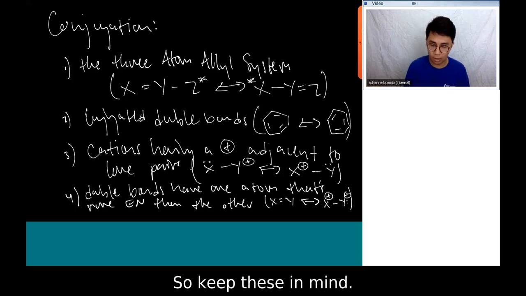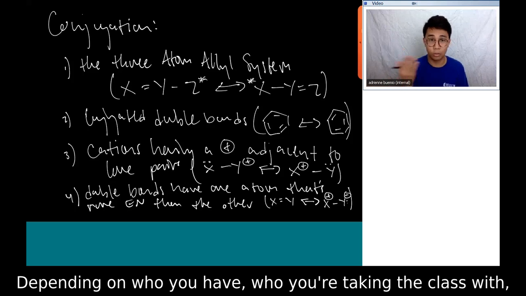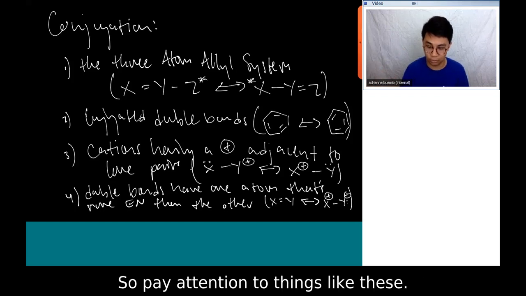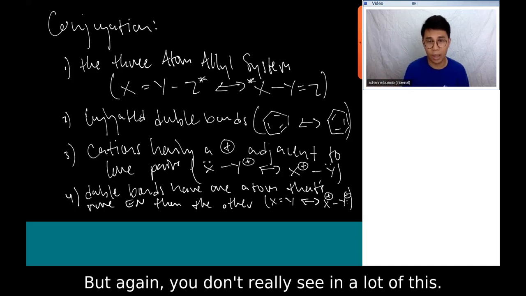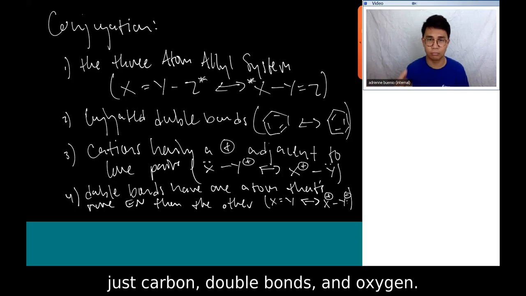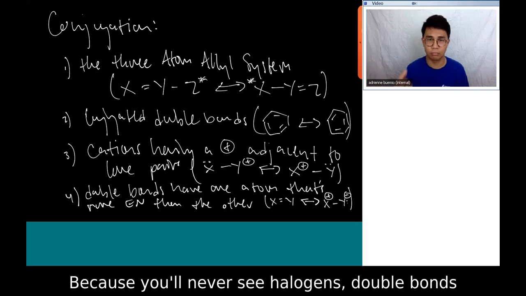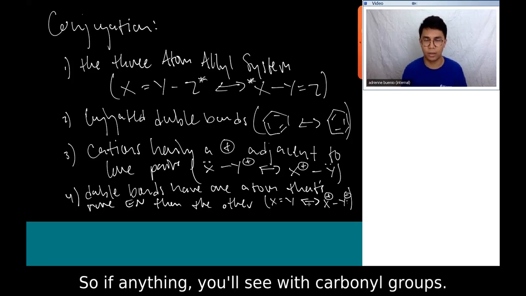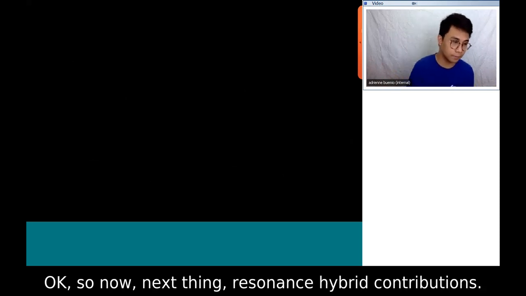So keep these in mind. Depending on who you're taking the class with, they could go all out, right? Make you find every single thing. So pay attention to things like these. But again, you don't really see a lot of this because if anything, it's just carbon double bonds and oxygen, right? Because you'll never see halogens double bond to anything, so those aren't really gonna apply to this, right? So if anything, you'll see it with carbonyl groups. But okay, so now next thing, let's see, resonance hybrid contributions.